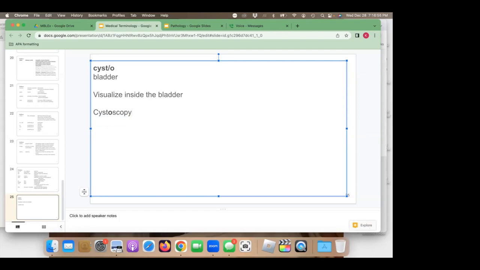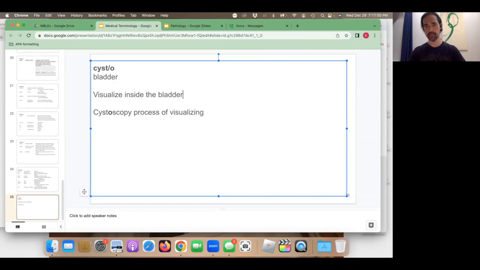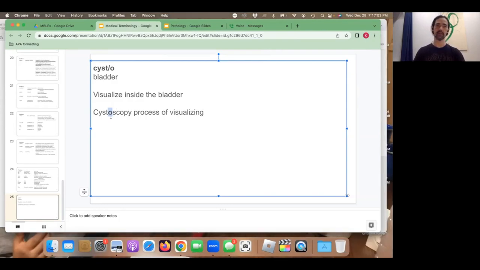cystoscopy. So the process of visualizing. What is this letter there, this vowel that I bolded? What is that vowel called? It's joining the root cyst with the suffix scopy. What is this vowel called here? Called a combining vowel. So cysto is bladder with a combining vowel. What do you get when you combine a root word plus a combining vowel? What does that equal?